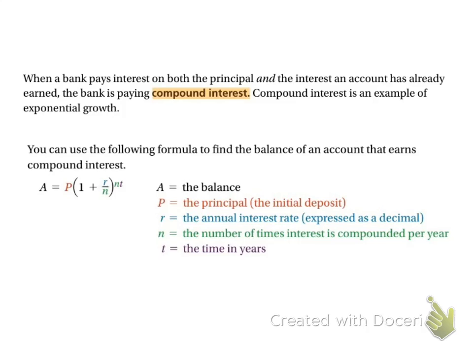R is the annual interest rate, and you need to make that a decimal. So remember, move the decimal point to the left. N is the number of times interest is compounded per year. So sometimes it'll say compounded annually. If you think about your annual Christmas party, that happens once a year. So if we're talking about compounding annually, that's once a year. Sometimes you'll see quarterly, that's 4 times. Sometimes you'll see monthly, that's 12 times a year. And then finally, T is the time in years.